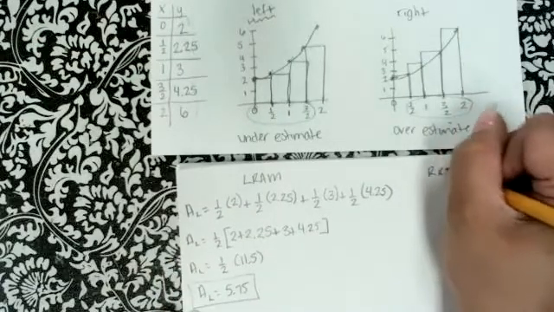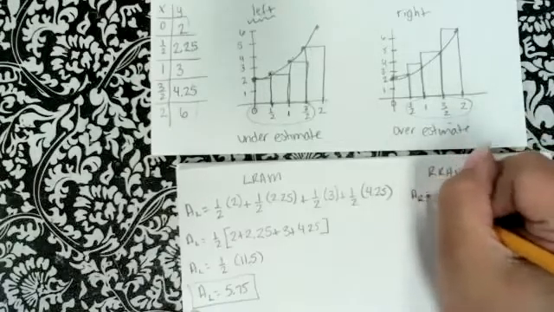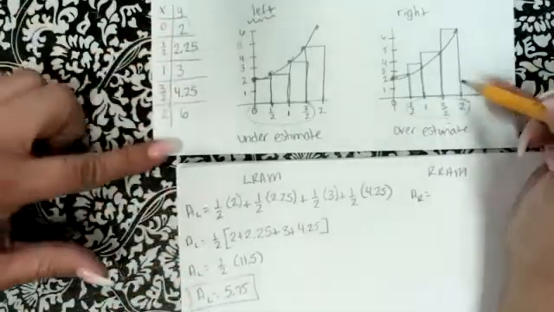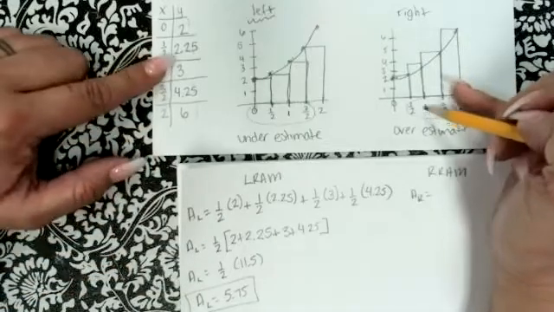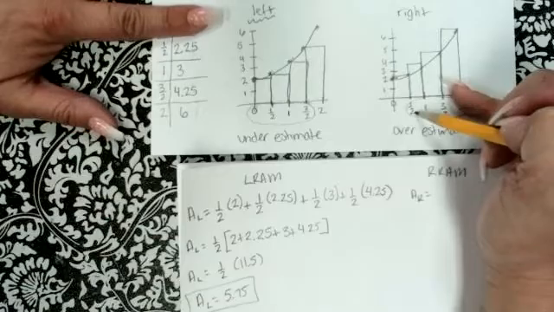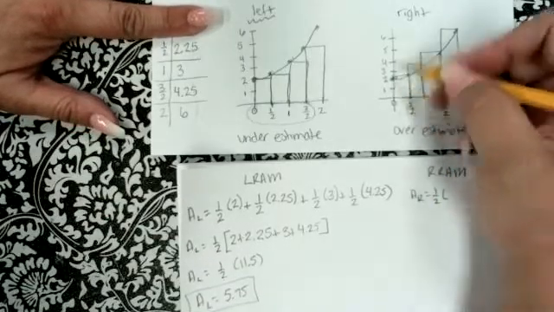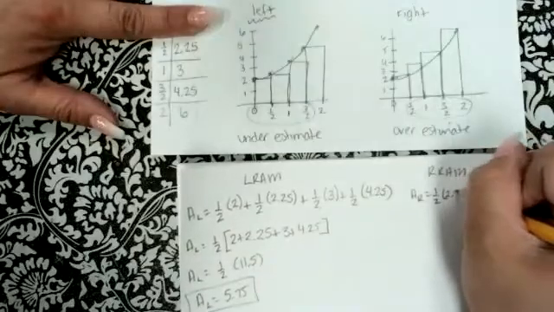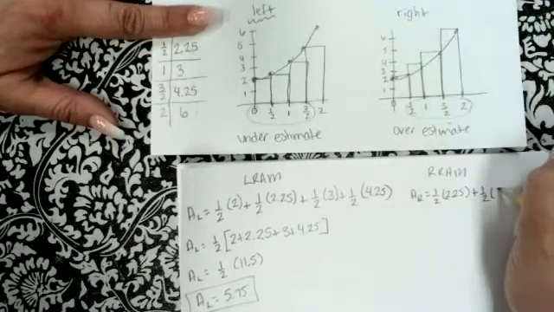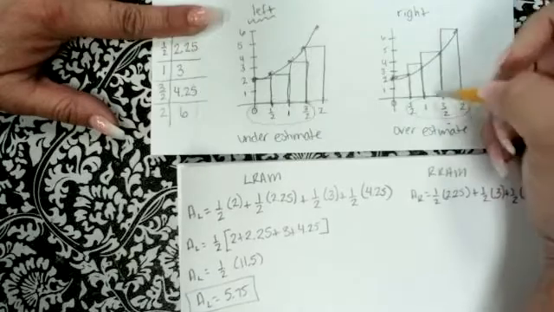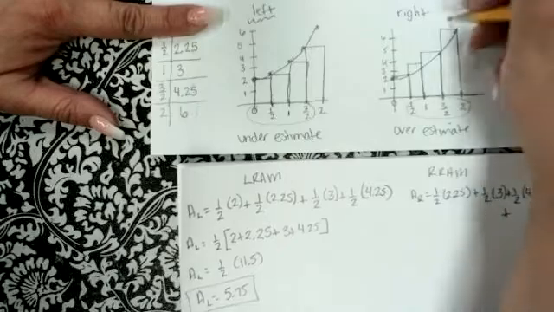Let's go ahead and do our RAM, our right side. Now on this one, remember you want the height of 2, the height of 3 halves, the height of 3, and the height right here at 2.25. So I'm going to omit this one. So this height is going to be the 2.25. This height is going to be the 3. This is going to be the 4.25. And this height is going to be the 6.